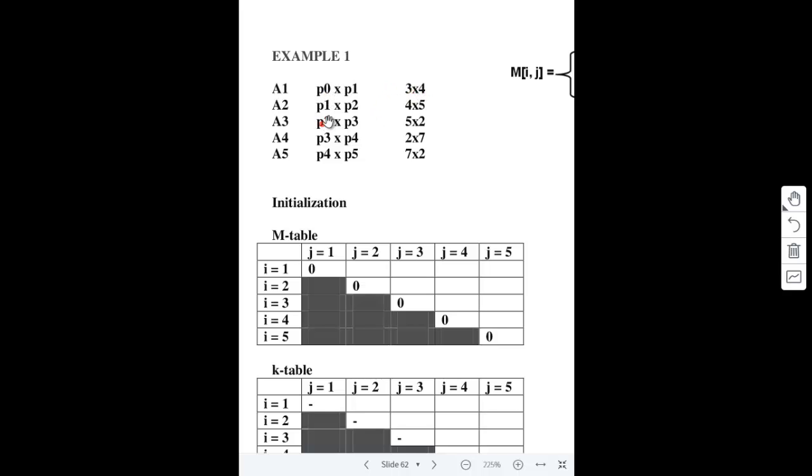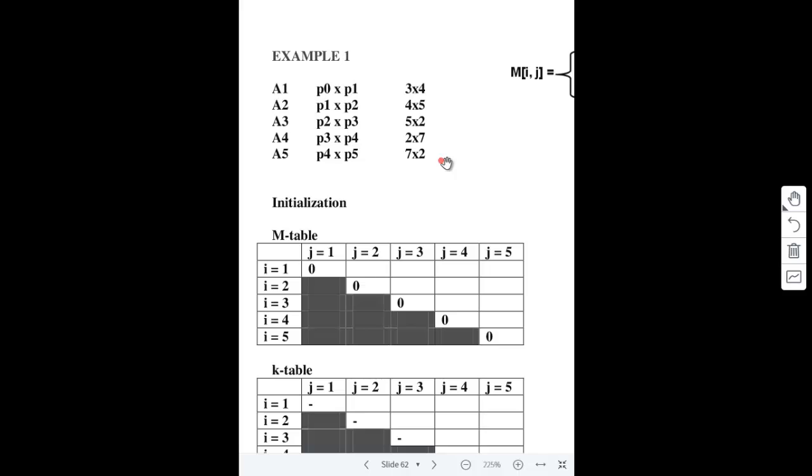A1 is 3 by 4. For A2, you see the number of columns in A1 should match the number of rows in A2, so it is going to be 4 by 5. Then this is going to be 5 by 2. Then this is 2 by 7. This is 7 by 2.